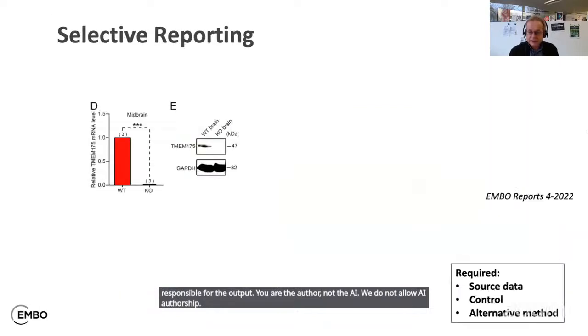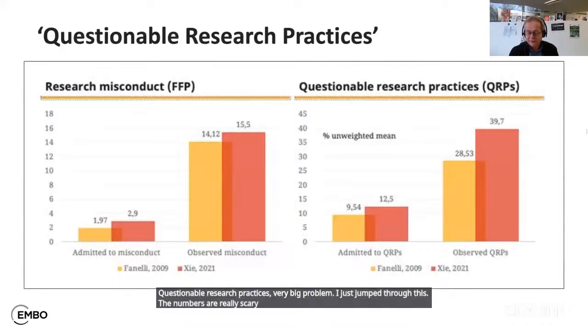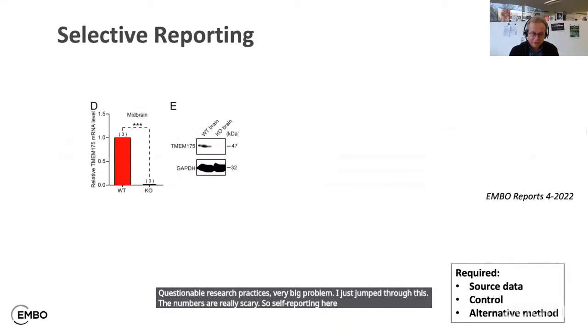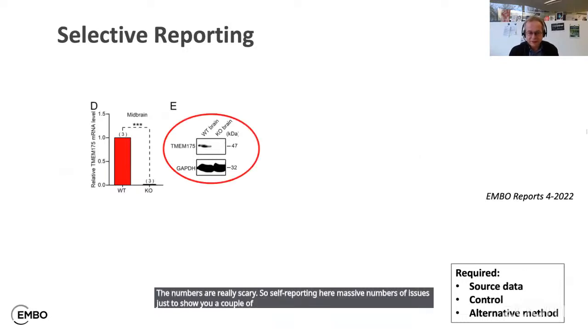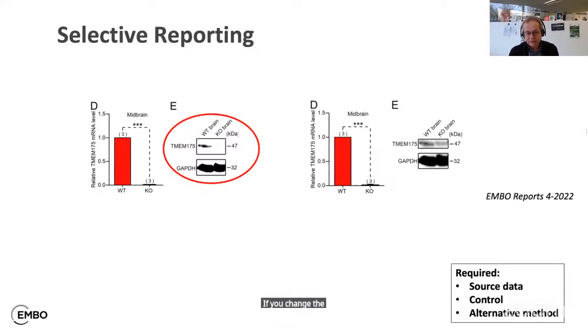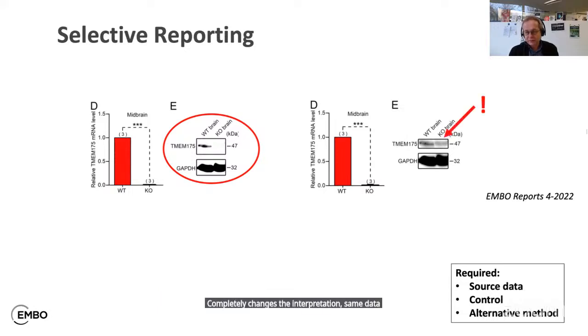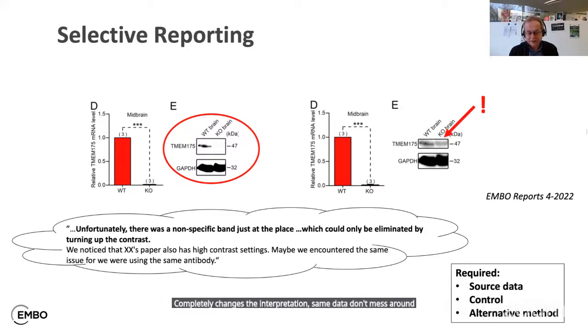Questionable research practices are a very big problem. I just jumped through this. The numbers are really scary. So self-reporting here shows massive numbers of issues. Just to show you a couple of screenshots of the type of stuff that we see here. Highly contrasted band. If you change the contrast, which we did on request, you see a band in a knockout control. It completely changes the interpretation, same data. Don't mess around, please. Here's the excuse of the authors.